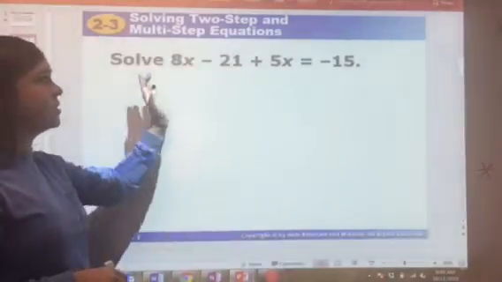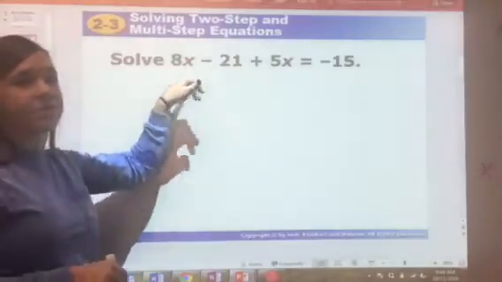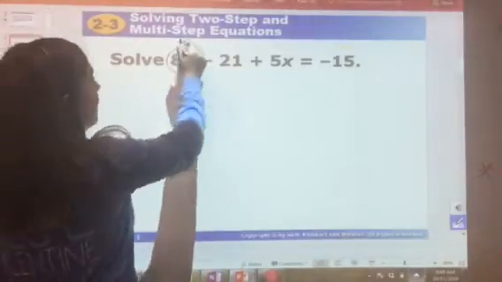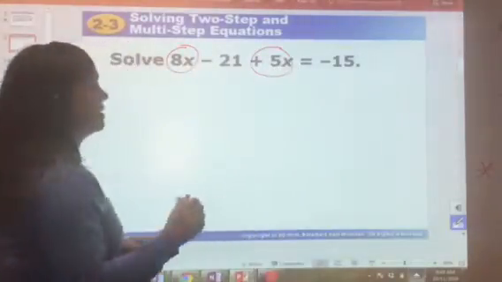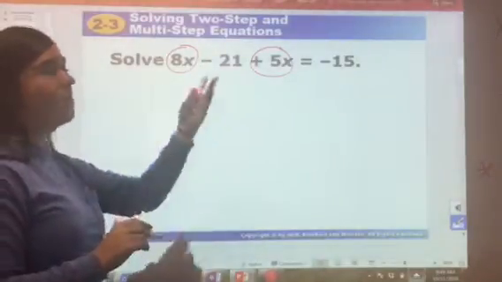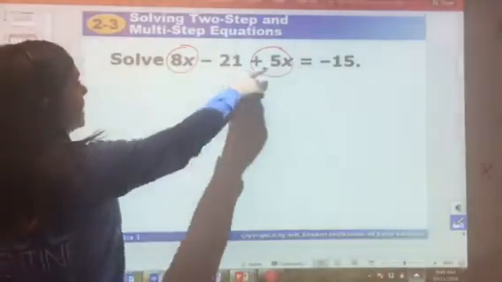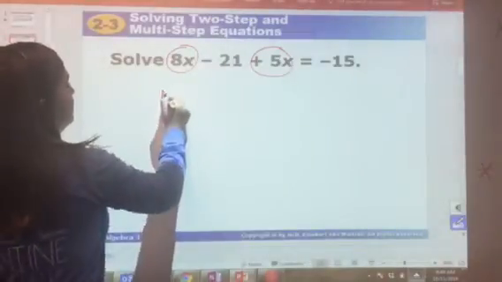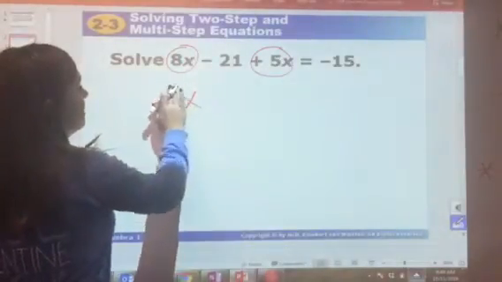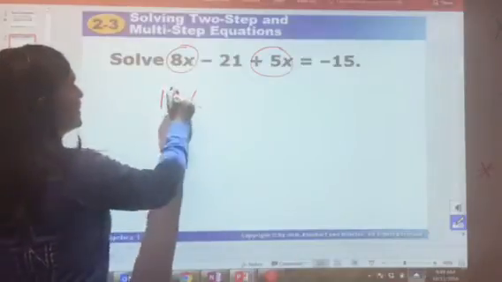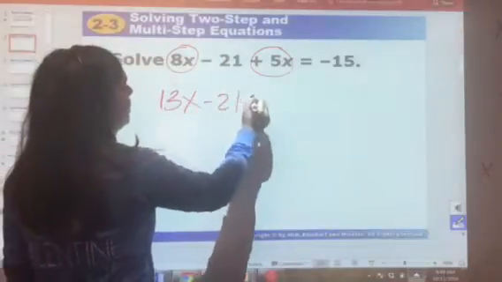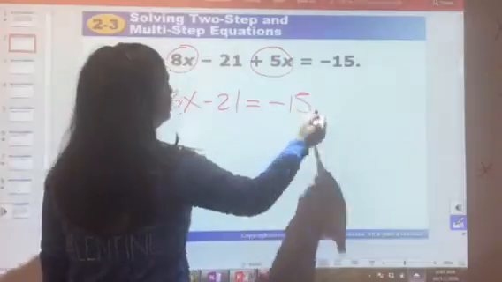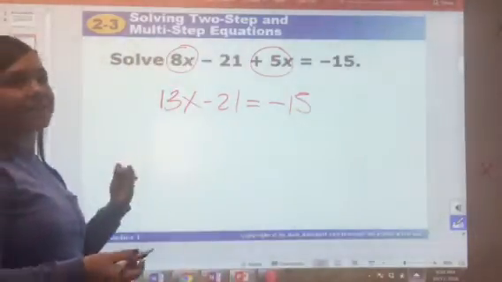All right, so our first one, this is a graded example. The first thing I'm going to have to do is combine my like terms. I have an 8x plus a 5x, so I'm going to combine these first before I start moving things. So 8x plus 5x, that's going to give me 12x, right? 13x. Oh, sorry. 13x minus 21, and I'm just bringing everything else down. So now I'm going to start isolating my variable.